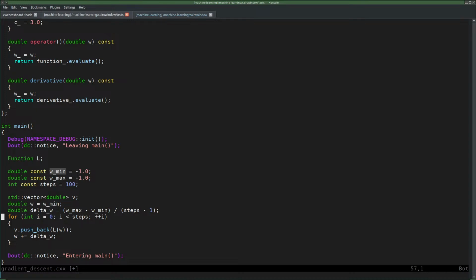Okay, let's see if this is correct. Suppose steps is 2. Then you have 0 and 1. And the first one, yeah, so it's correct. So last value is W max.